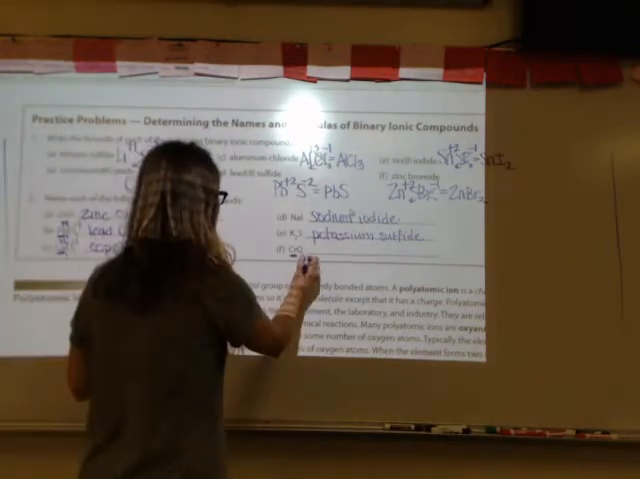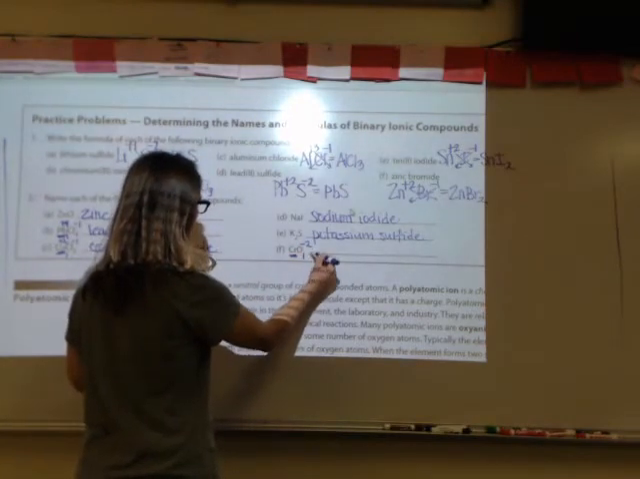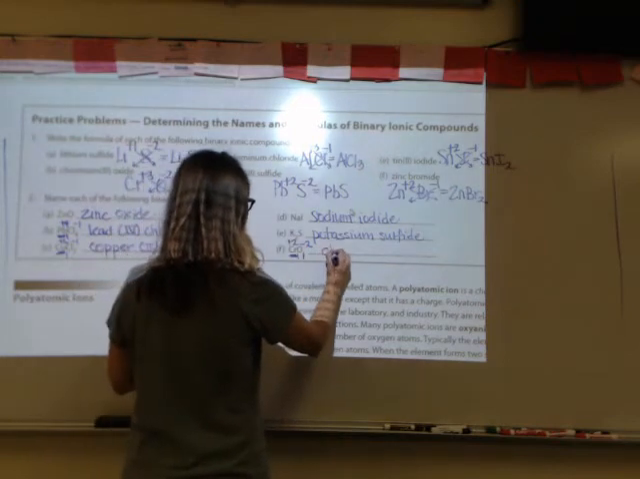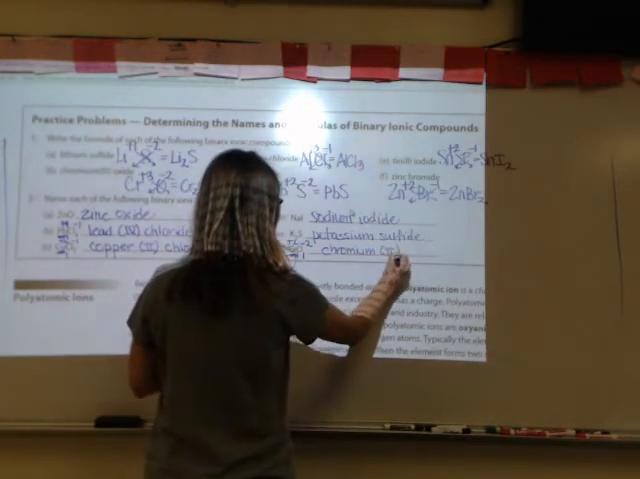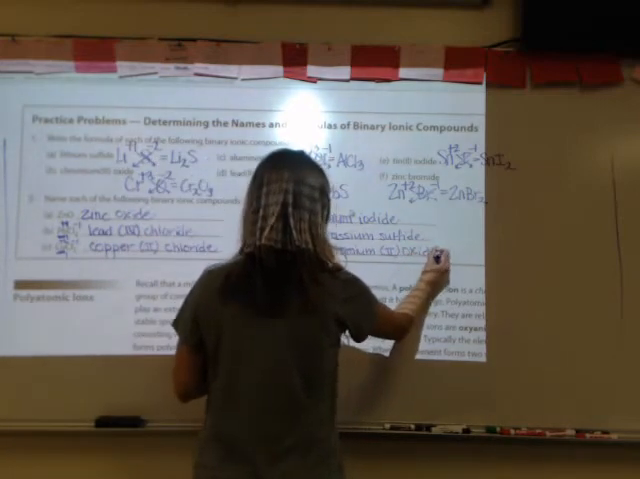For F, I have 1 oxygen, its charge is -2, so that means I have a -2 overall on the anion. I have 1 chromium, which means its charge must be +2. So this would be chromium, Roman numeral 2 for this charge on the chromium, oxide.